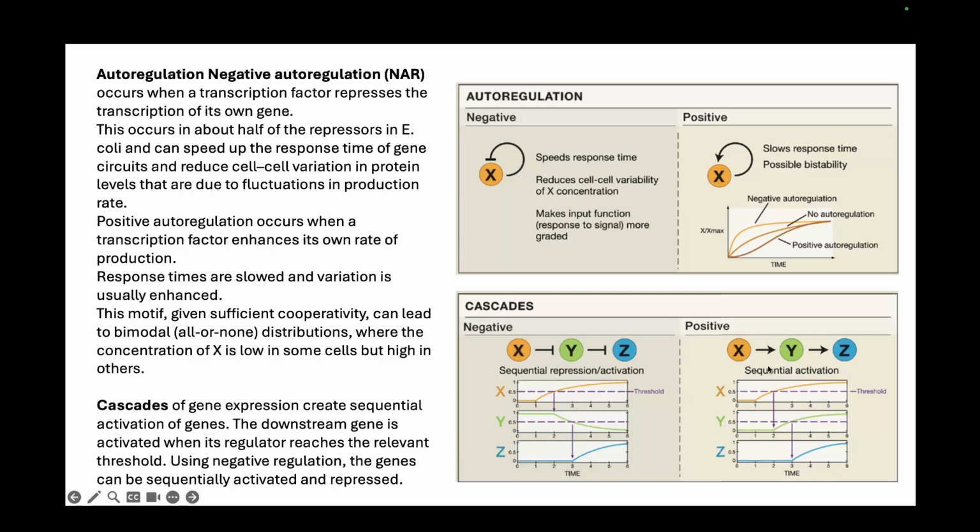In sequential activation, everything activates like the next downstream element. In this case, X will increase, Y will increase a certain time later, because after X increases, that will increase the expression of Y. After that happens, after a certain time again, Z will increase as well.